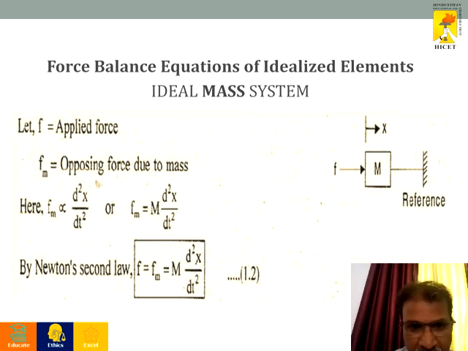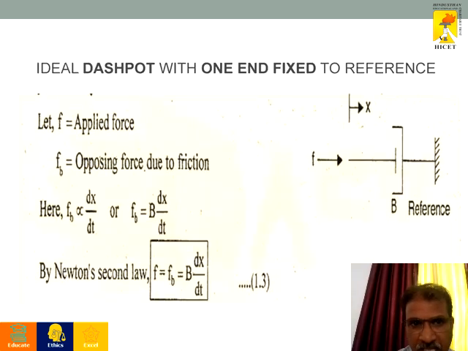Here we have the mass which is fixed to a reference, and if it is applied with a force F, it has a displacement x. So using Newton's law, applied force is equal to opposing force, we have these equations. So by using Newton's second law, F is equal to Fm, that is equal to m d square x by dt square. Next, we'll see the dashpot when fixed to one end to the reference.